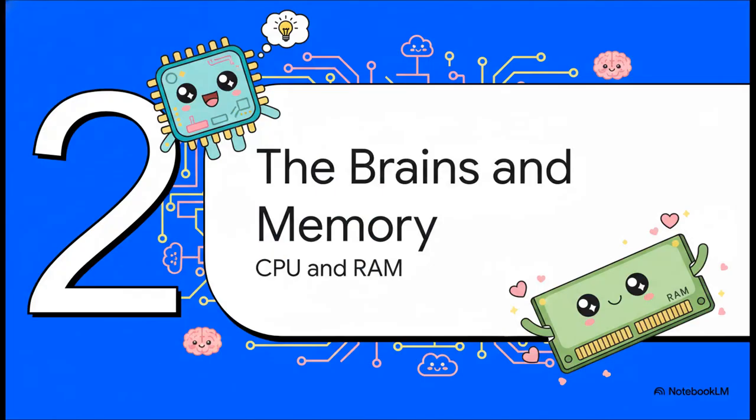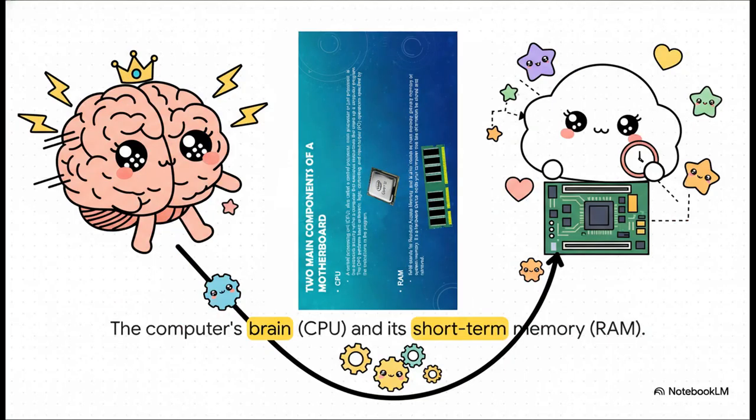Okay, foundation is in place. Awesome. Now our machine needs to be able to, well, think, and it needs a place to hold its thoughts. So let's install the two components that do all the heavy lifting when it comes to processing information. And here they are. You've got the central processing unit, the CPU. That's the brain. And then you have the random access memory, or RAM. That's the computer's short-term memory. These two are partners, and they work together at incredible speeds.